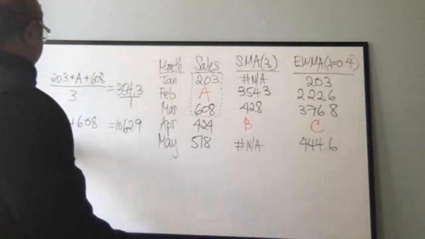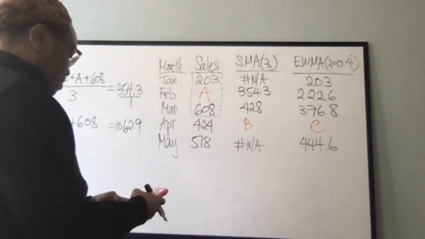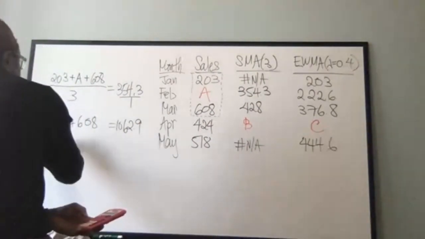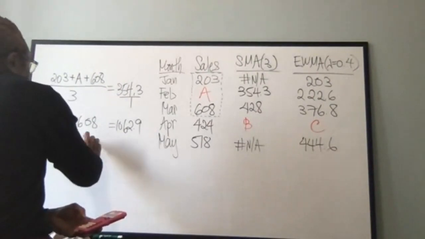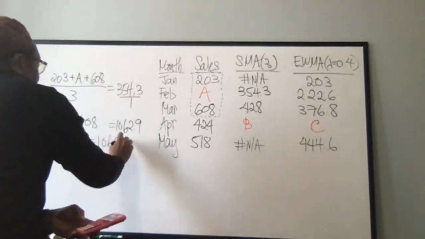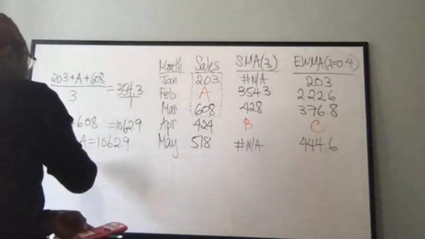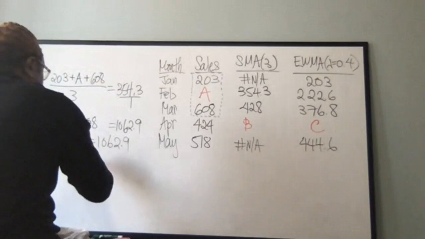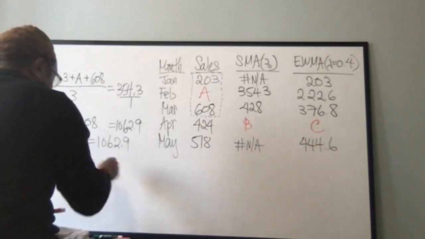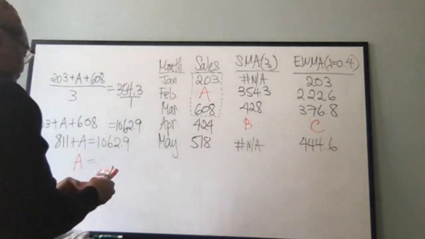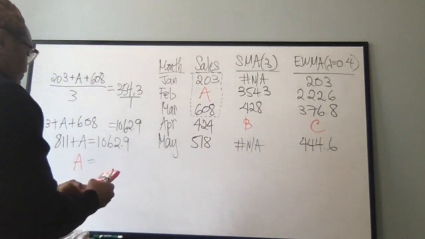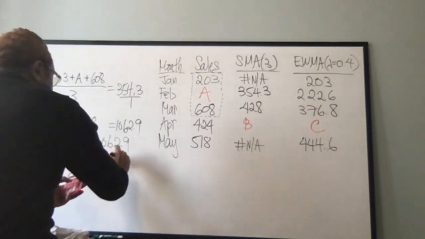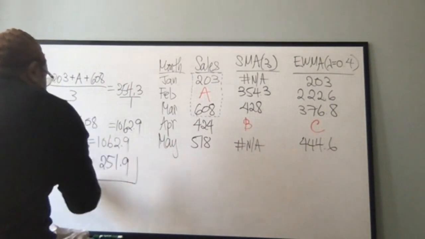All right, so let's see what this is. I want to add these two numbers together. 203 plus 608 equals 811, so 811 plus A equals 1062.9. Then subtract 811 from both sides, and then you have A equals 1062.9 minus 811. I'm really subtracting that from both sides, and I get 251.9.